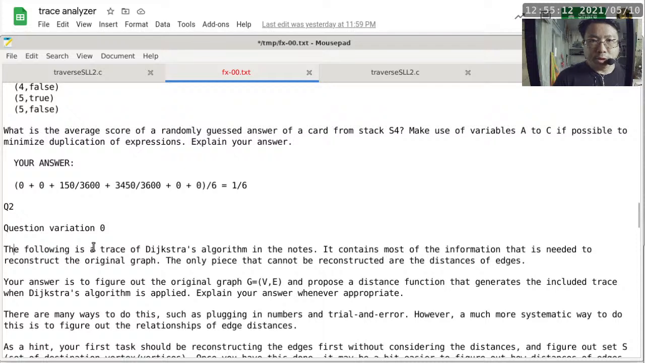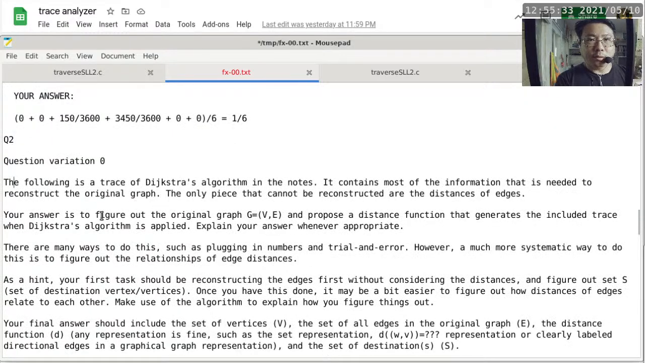Alright, so for question number 2, we basically start with a trace of the algorithm as in the notes. In this case, you can go back to the notes and refer to Dijkstra's algorithm. It contains most of the information that is needed to reconstruct the original graph. The only piece that cannot be reconstructed are the distances of the edges. Your answer is to figure out the original graph and propose a distance function that generates the included trace when Dijkstra's algorithm is applied. Explain your answer whenever it is appropriate.